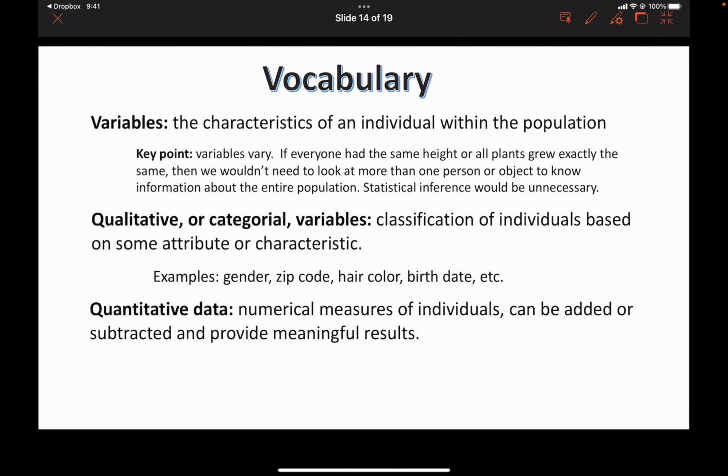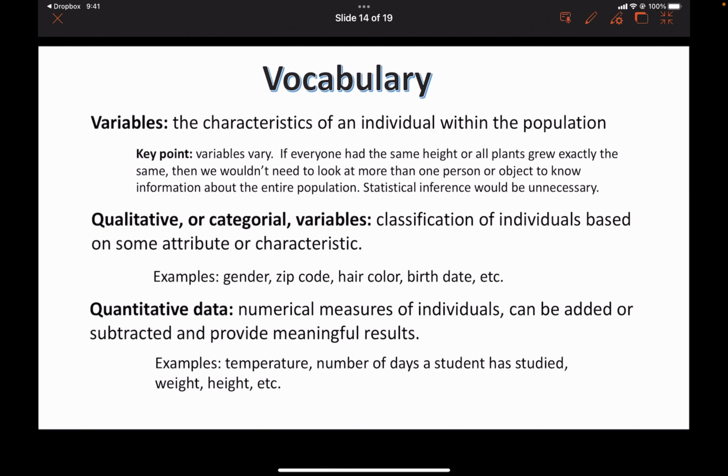Quantitative data. These are numerical things. These are generally things we do math with. If I add them or subtract them, the results are still meaningful, because I'm not going to say, oh, my zip code is 3 more than your zip code. It just doesn't make any sense. So generally quantitative, think quantity. They are things that are measurable, things that can be added or subtracted, and they still make sense. So temperature, number of days a student has studied, height, weight, amount of money you have, number of hours you spend watching TV, things like that. Anything that it makes sense to do a little bit of math with. These are qualitative and quantitative.